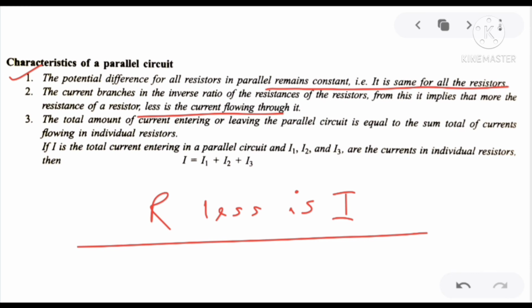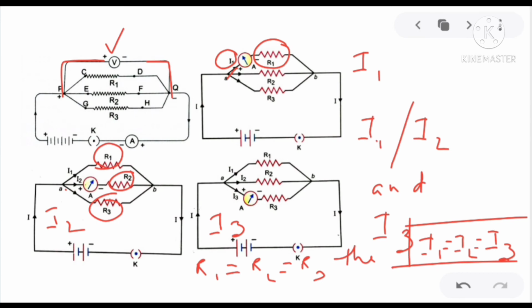The total amount of current entering or leaving, try to understand this point. The total amount of current entering or leaving the parallel circuit is equal to the sum of the current flowing in the individual resistors. Suppose current I enters from here. This current I gets three paths. So the total current in the circuit is I. This total current divides into three parts, I1, I2, I3. That means I is equal to I1 plus I2 plus I3.